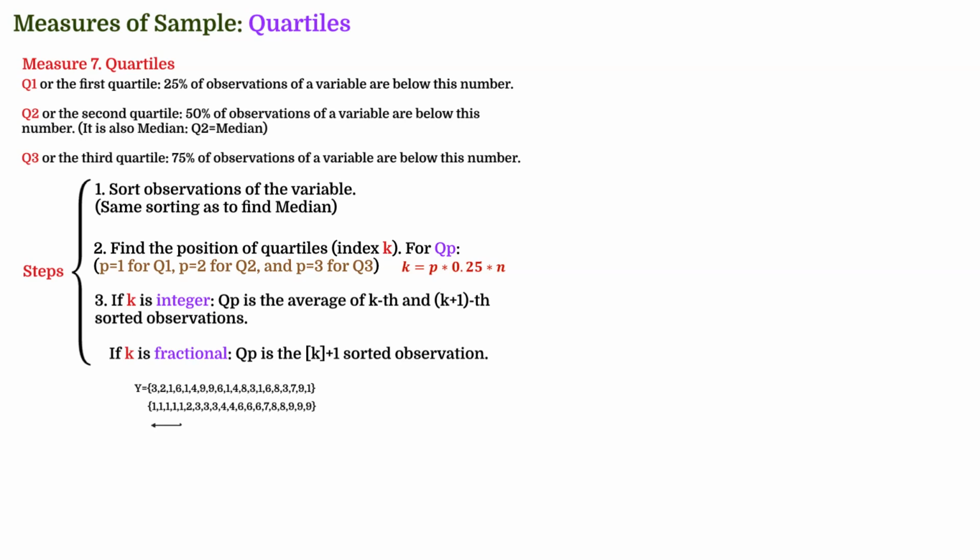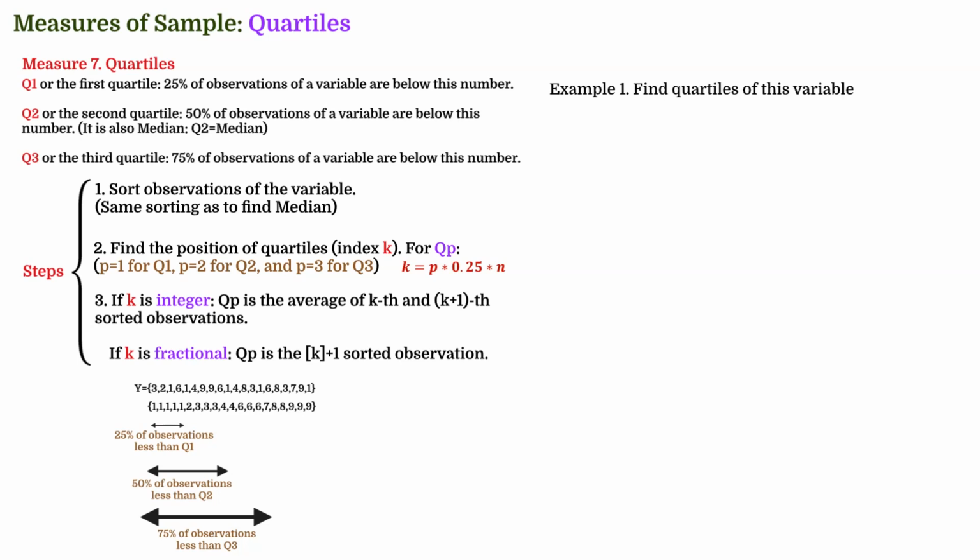Here's the sample Y. I sorted the values, and 25% of observations are less than Q1, 50% below Q2, and 75% of observations less than Q3. Here's the example. Find quartiles of this variable, x equal to 3, 2, 1, 6, all the way to 1.